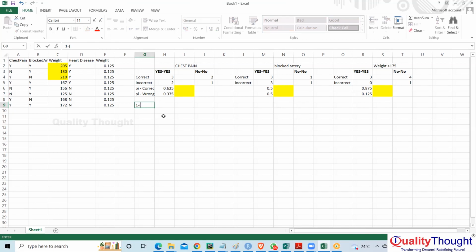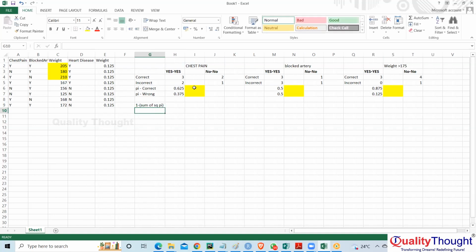Does pi stand for pi? No, it stands for probability. The i is just indexing, it's just a suffix. So I have to find the square first.